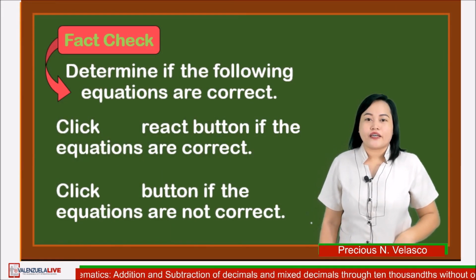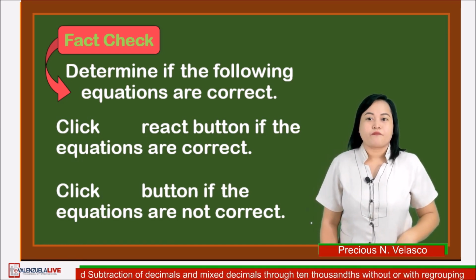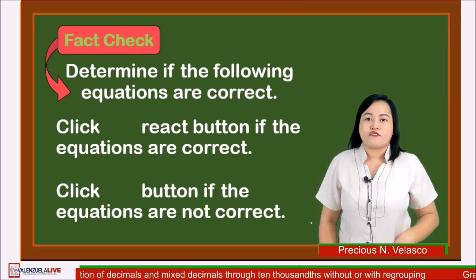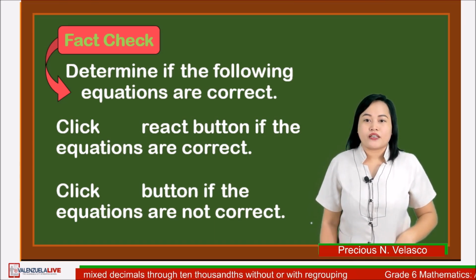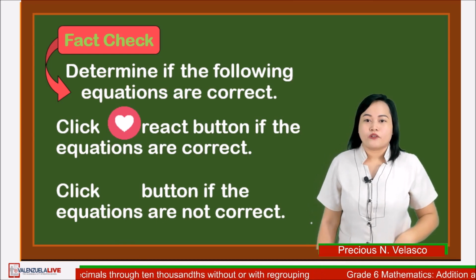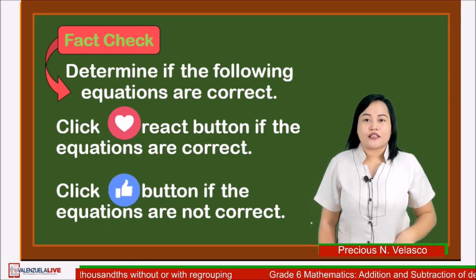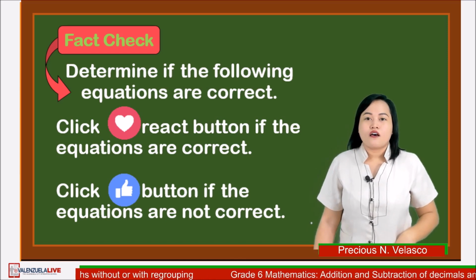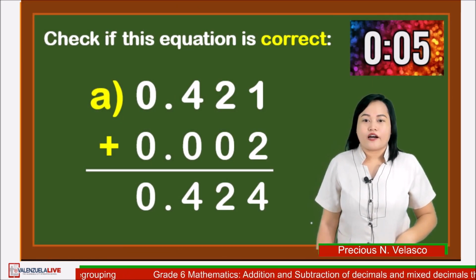So let's start it with a game. And this game is what we call the fact check. You are going to determine if the following equations are correct or incorrect by pressing the heart react button or the like react button. You have 5 seconds to answer that. So here it goes. For the first one, your 5 seconds starts now.